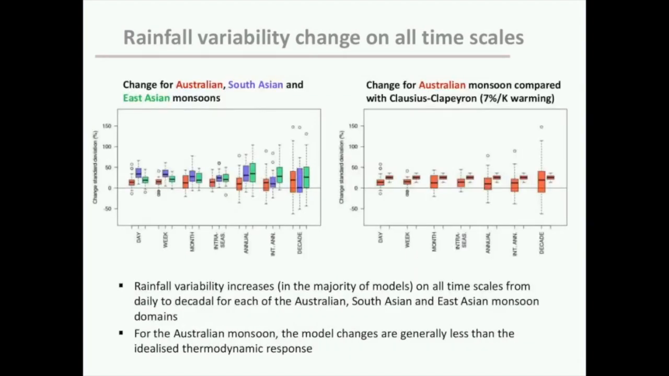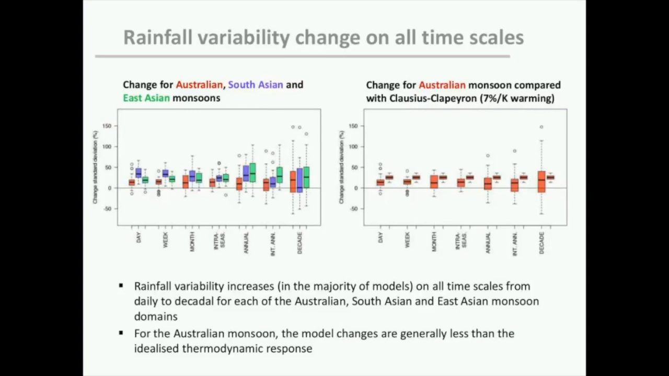We did compare that to the other two monsoon domains, and when we calculate the percentage change, we've got the same time periods, and now it's the change for the Australian and also the South Asian and the East Asian monsoons. And you can see that there's overall an increase in variability for all three of those monsoon domains.